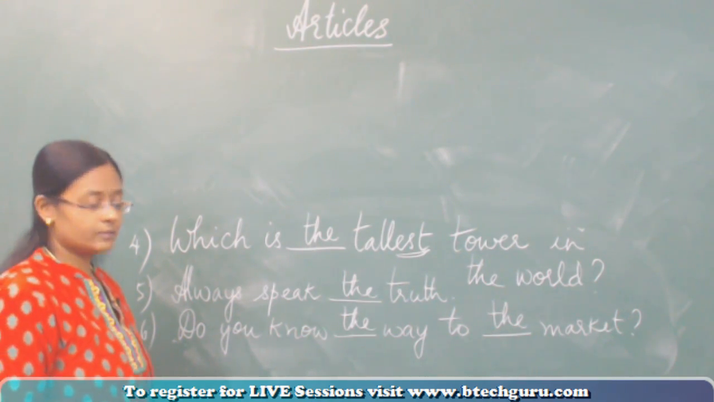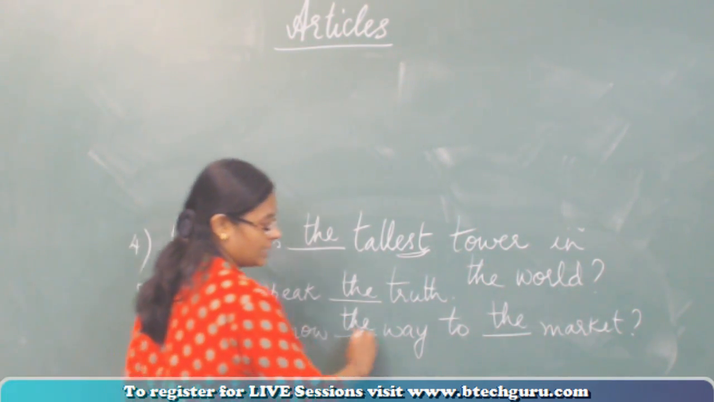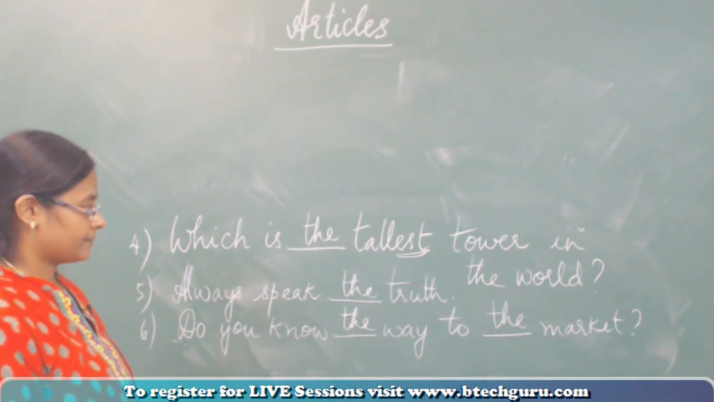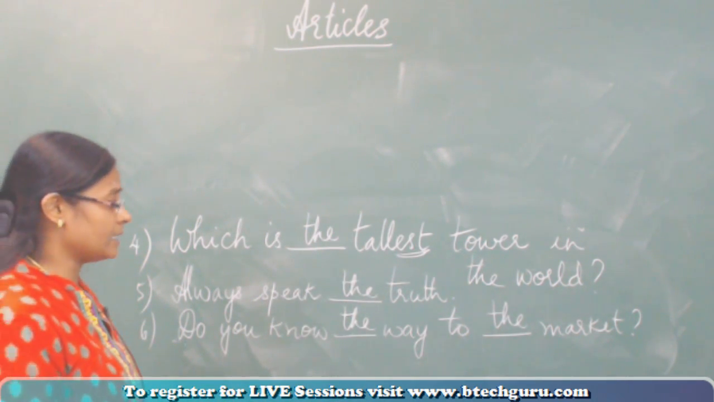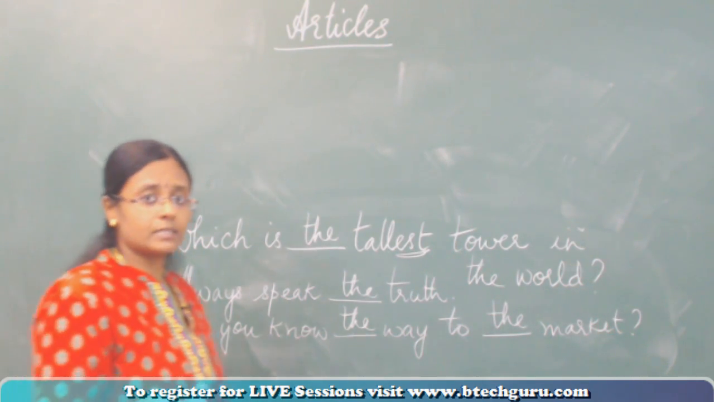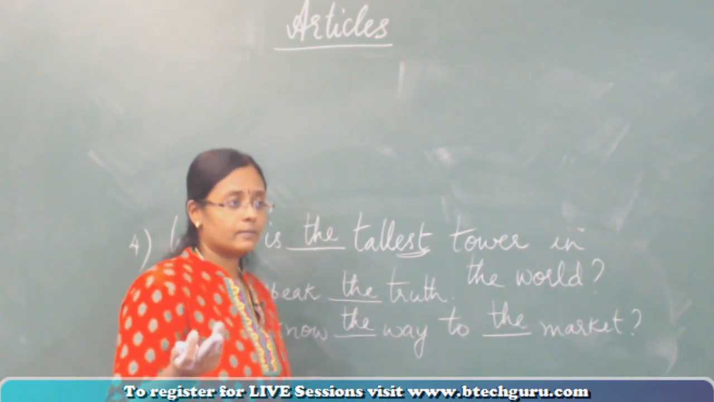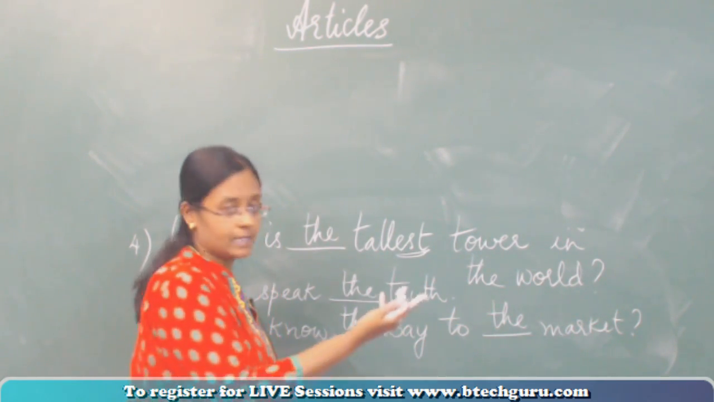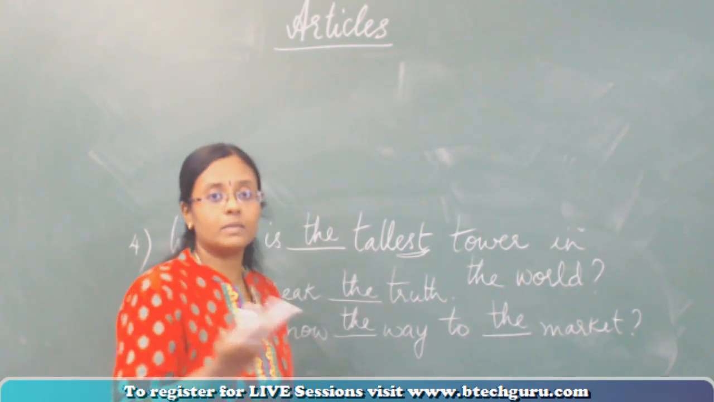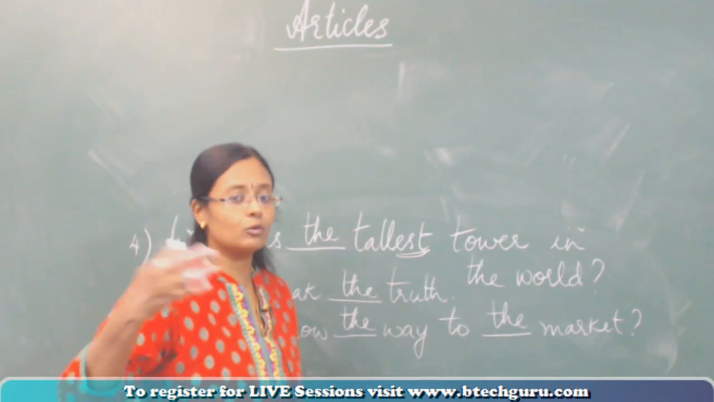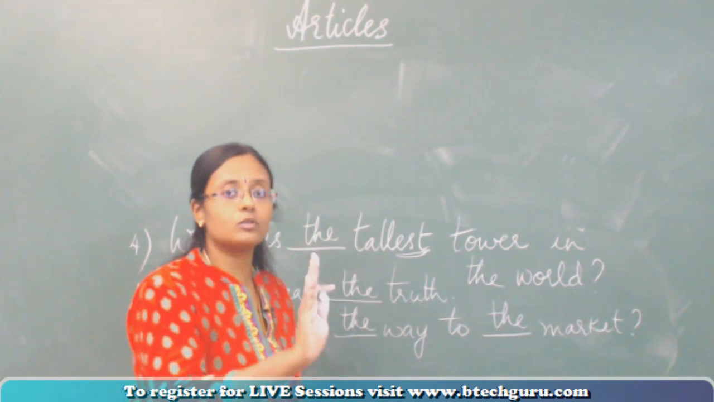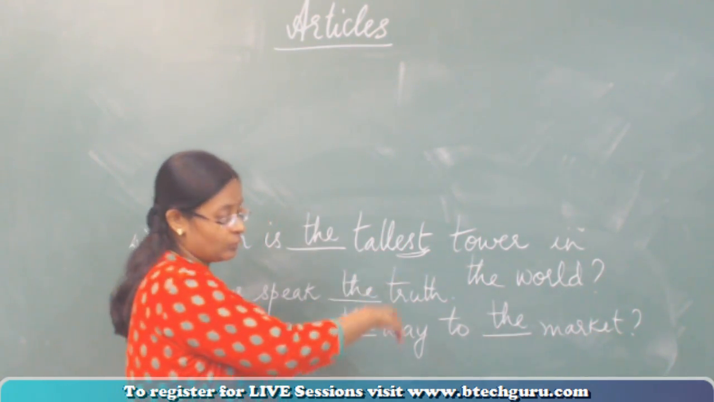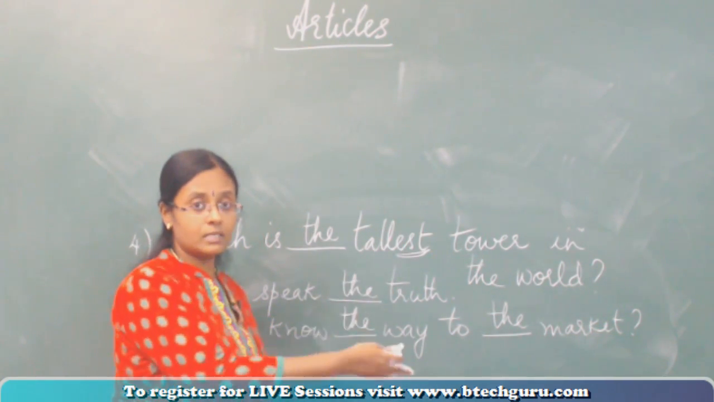There's another answer like the here and a. Do you know the way to a market? Yeah, you can. If it is any market that you wish to go, just that you want to go to a market, be it any market, then you can say a market. Do you know the way to a market? Means any market that is nearby. You don't care which market it is, but you just want to go to a market, then it's okay. Even without the article, zero article is also right.